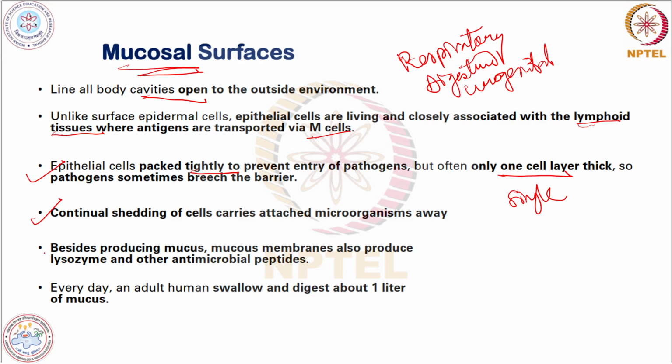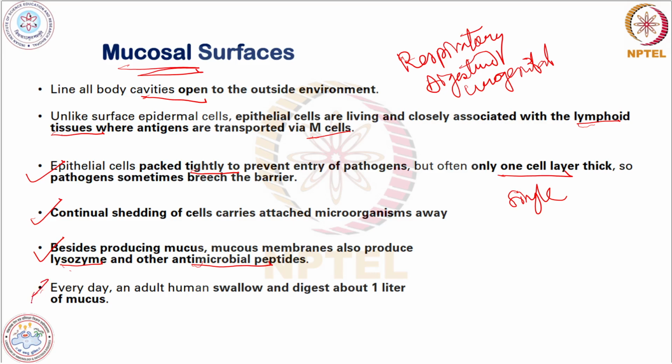Besides producing mucus, the mucous membrane also produces lysozymes and other antimicrobial peptides. The mucus traps pathogens and prevents them from reaching the deeper tissues. After trapping, the lysozyme and other antimicrobial peptides are secreted to break down bacterial walls and kill the pathogens.